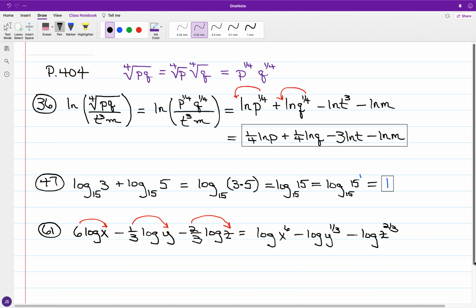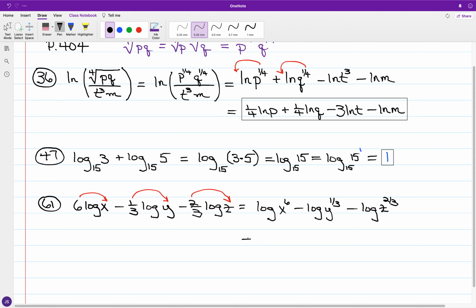So this time looking at putting together as a single base 10 logarithmic term. The coefficients have been converted to exponents. The first term is positive, so this will signal that x to the 6 goes at the top, whereas the last two logarithmic terms are negative, so the attachments y and z will go on the bottom.